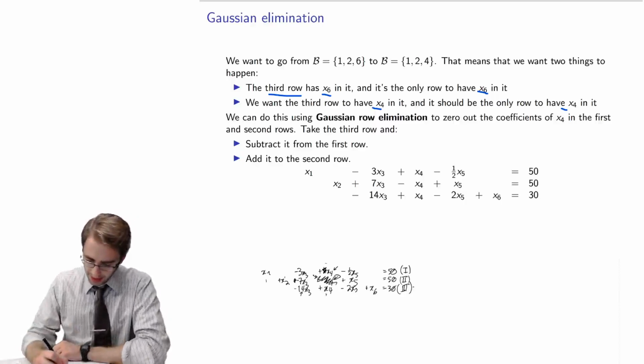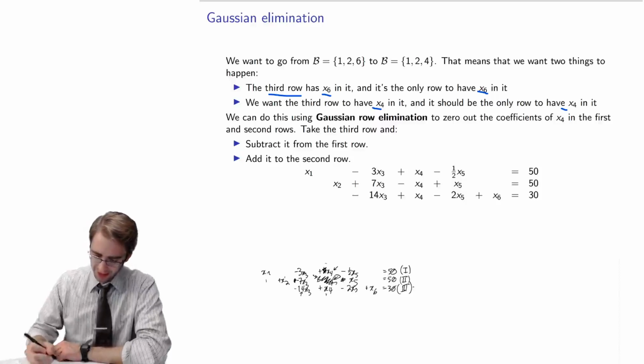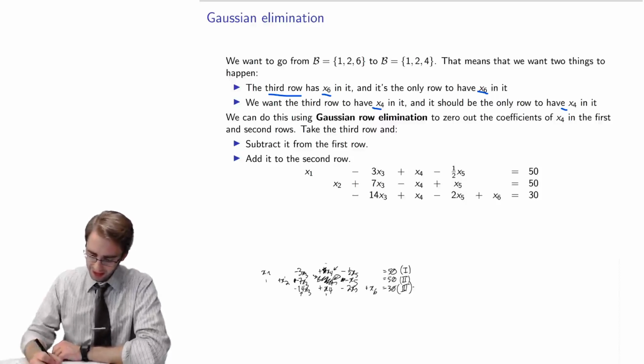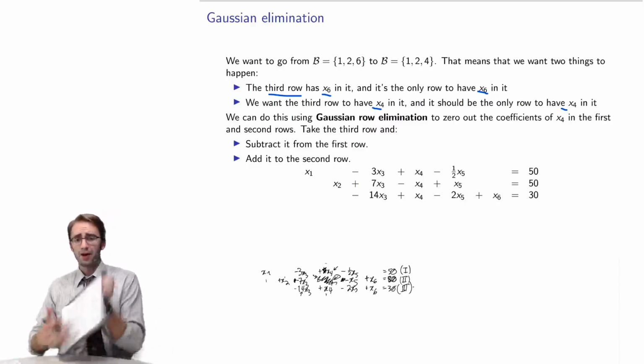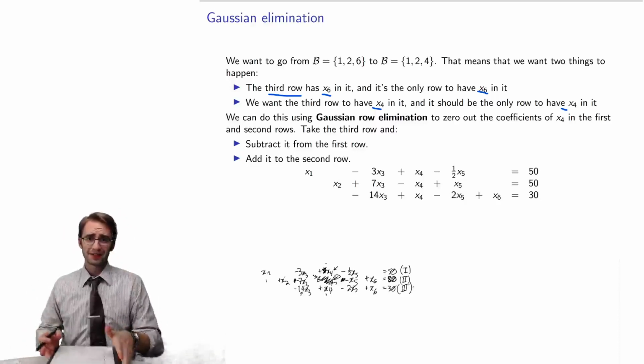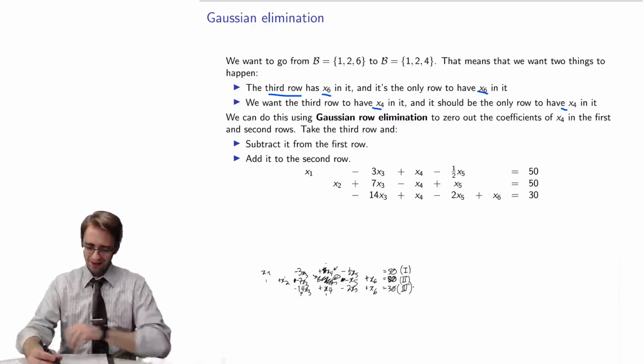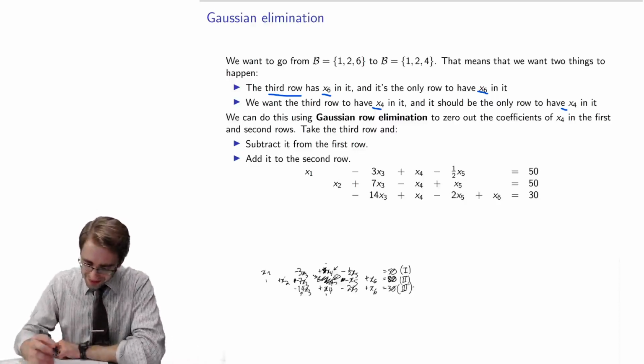Then I'm taking a minus 2 and adding it to an x5, which means this becomes a minus x5. And then I take an x6 and add it to nothing, which becomes a plus x6. And then I take a 30 and add it to 50, which gives me 80. Yeah, a pen is a terrible medium for doing Gaussian elimination because I can't erase anything. So sorry for how ugly this looks.